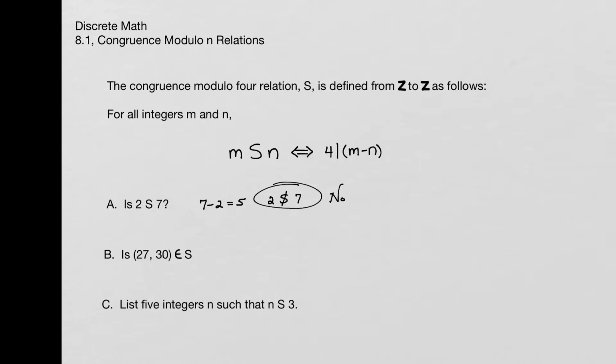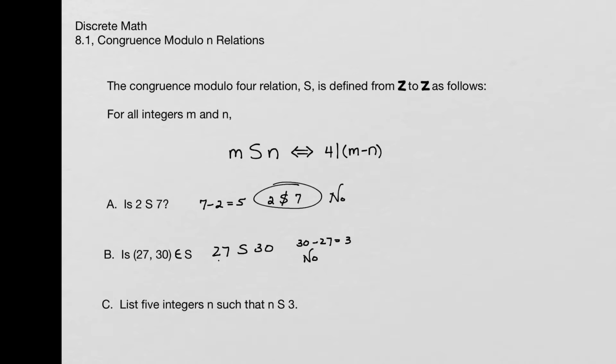All right. In B, it says, is (27, 30) an element of S? This is the same thing as asking, is 27 S 30? Now, we're looking at two numbers, and we're looking to see if this relationship holds in our definition. So what I'll do is, again, take the two values, and I get a 3 this time, still not 4. So my answer is no. 27 does not S 30.